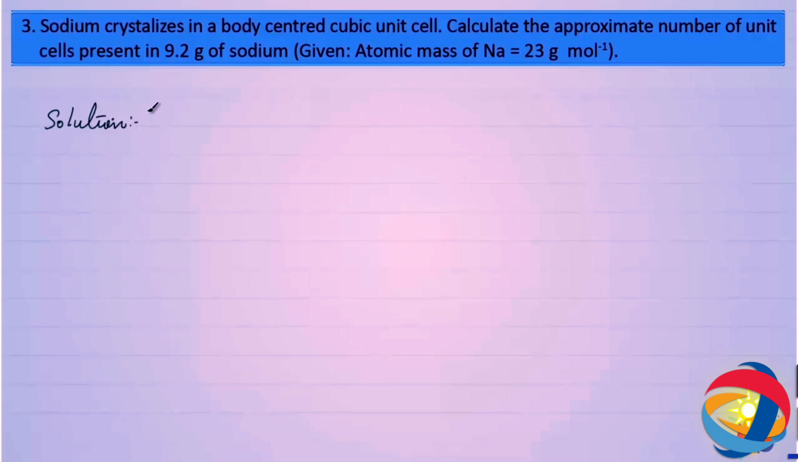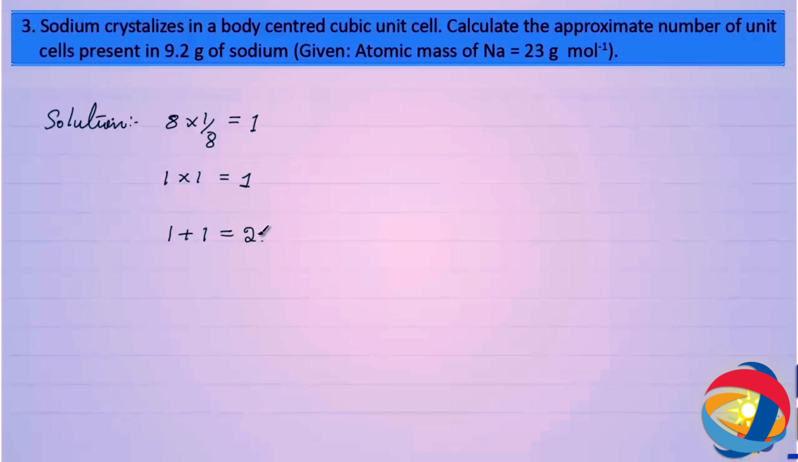A body-centered cubic unit cell consists of 8 atoms in its corner and 1 atom within its body. Therefore, the contribution of the sodium atoms present in the corner of the unit cell is 8 into 1 by 8, which is equal to 1. Secondly, the contribution of the other atom present within the body of the unit cell is 1 into 1, which is equal to 1. Hence, the number of atoms present in BCC, that is body-centered cubic cell, is 1 plus 1, which is equal to 2.